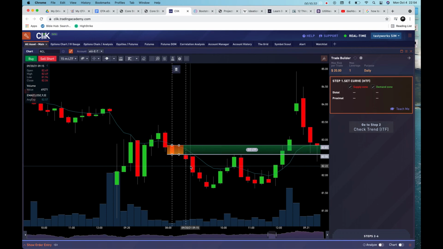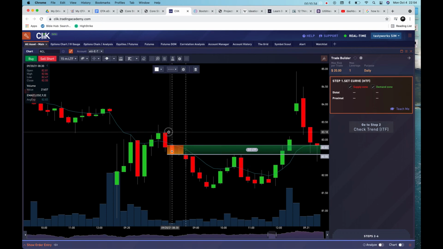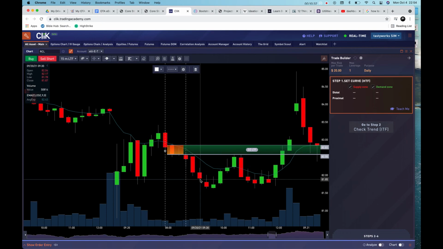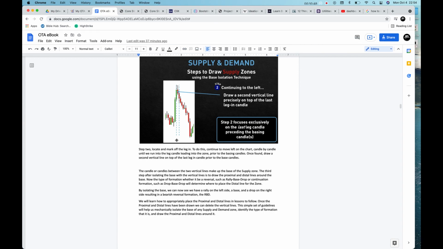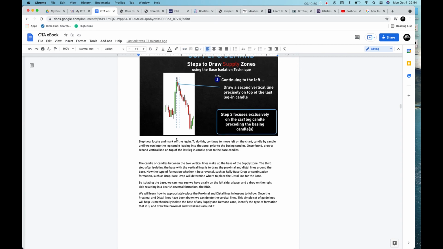Okay? So anyway, get used to identifying your leg in, leg out, and then get used to your bases, and then get used to identifying the various formations on the chart. Okay, now in the next video you'll have an opportunity to go through pretty much a lab exercise, and you can begin practicing drawing these out yourself using the base isolation technique. Hope to see you in the next video.